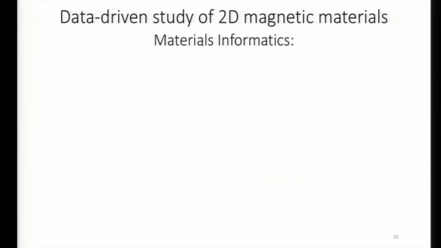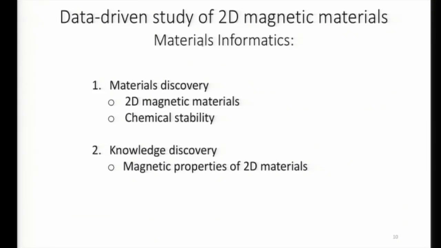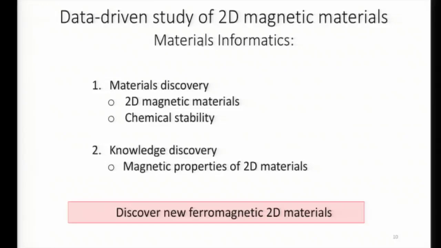So we'll do this data-driven study, or materials informatics study, and it has two main purposes: to do materials discovery, that is, in particular to learn what 2D materials might exist that are also magnetic and chemically stable, and to learn some new physics, to do knowledge discovery. What about the properties of this collection of materials will develop new insights into our understanding. And in particular, we'll focus on ferromagnetic 2D materials.